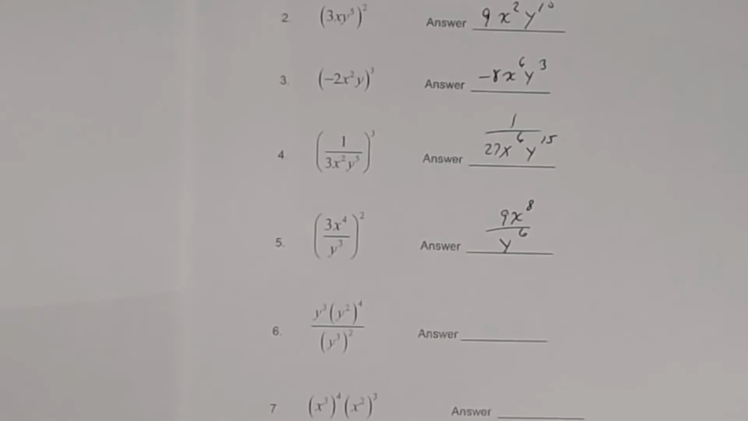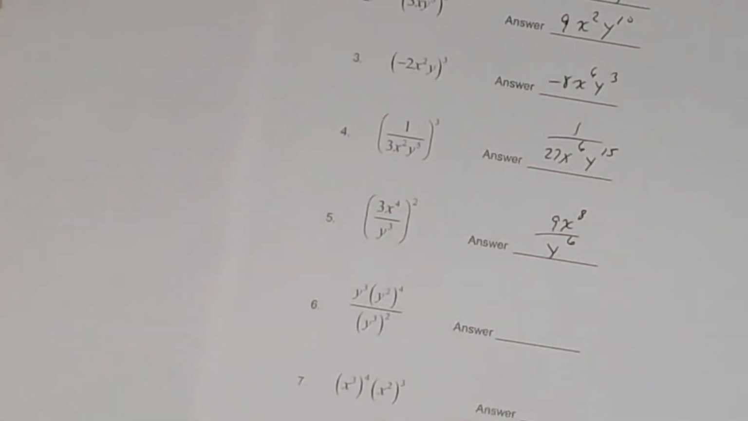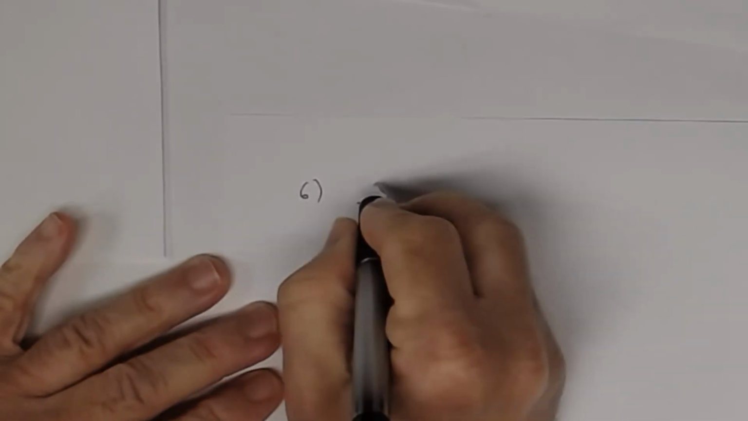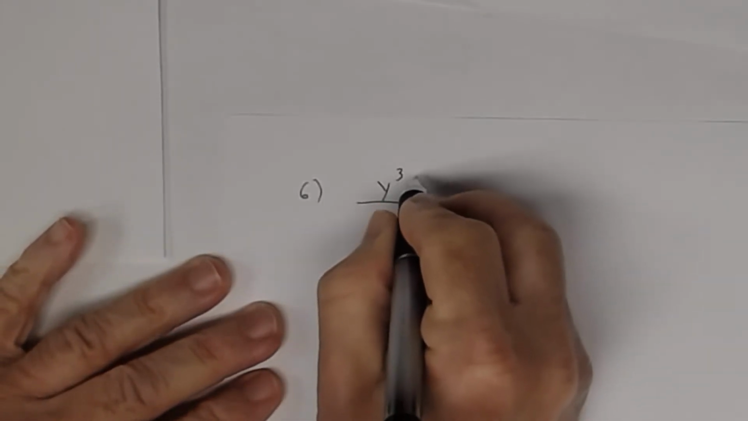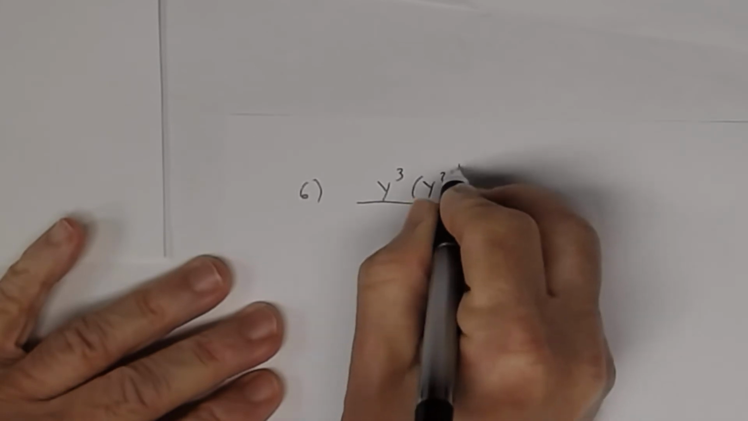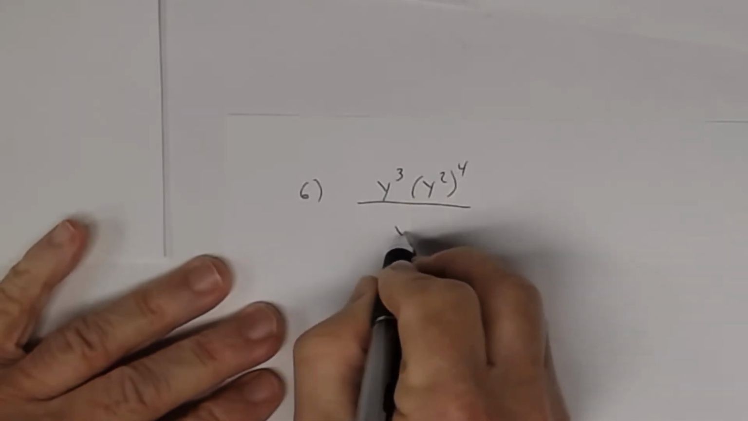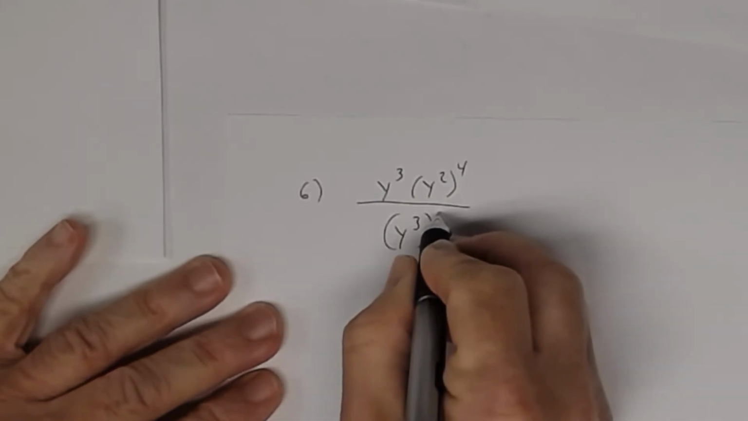Okay, now number 6. So let's look at number 6. In number 6, we have this situation. All right, so here's number 6. In the numerator, we have y cubed times y squared to the fourth, divided by y cubed squared.